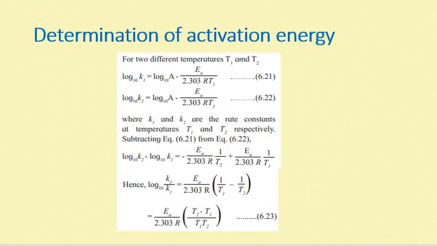Now, determination of activation energy from two different temperatures. Let's suppose these two temperatures are T1 and T2. For T1 and T2, we will have different rate constants k1 and k2. Writing the Arrhenius equation for the respective k1 and k2, we find log(k2/k1) = Ea/(2.303 R) (1/T1 - 1/T2), when the two temperatures are given with two rate constants for a reaction.